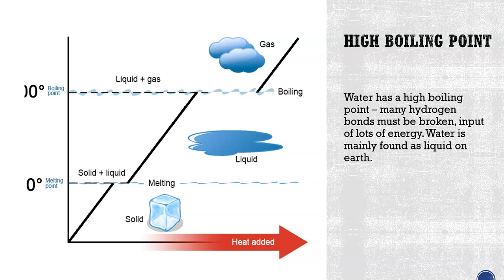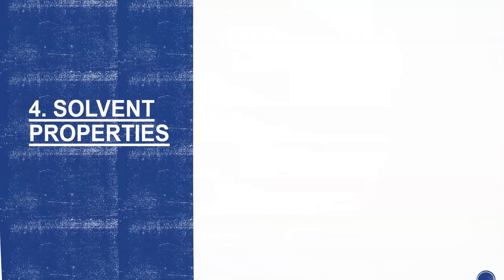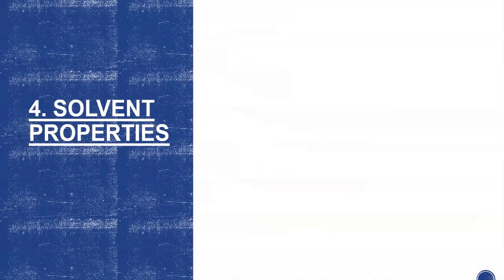Okay, another thing with water is it has this high boiling point. So water has a really high boiling point. Many hydrogen bonds must be broken, and therefore the input of energy is going to be pretty high. Water is mainly found as a liquid on Earth. Yes, we know it as a gas, we know it as steam, we know it in its gaseous form, but a majority of water on Earth is found in its liquid form. So it's between 0 and 100 degrees, and that's quite a range for it to be in that liquid form.